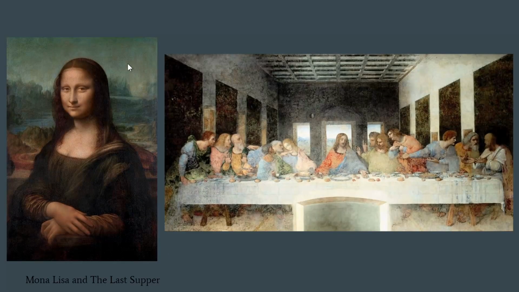And as you may know, this is the Mona Lisa. The Mona Lisa is a very mysterious painting because of her facial expression. She also doesn't have any eyebrows. I don't know why, but it's a very mysterious painting. What is she looking at? Why is she smiling?